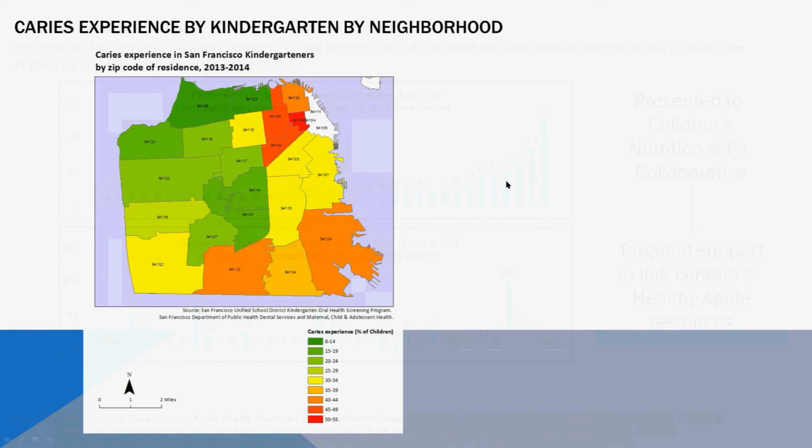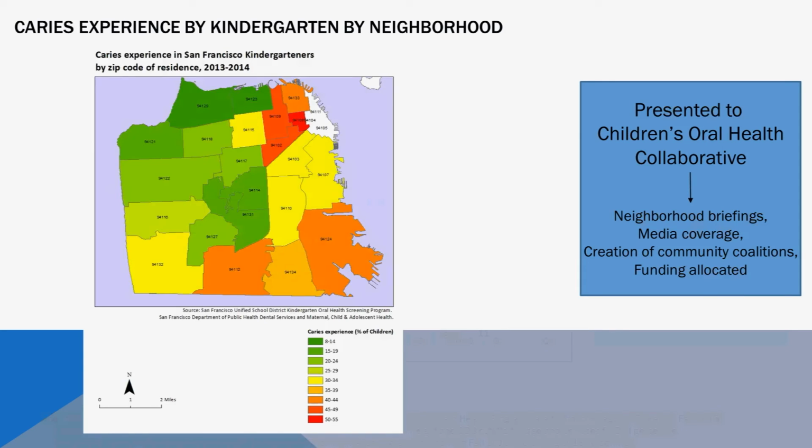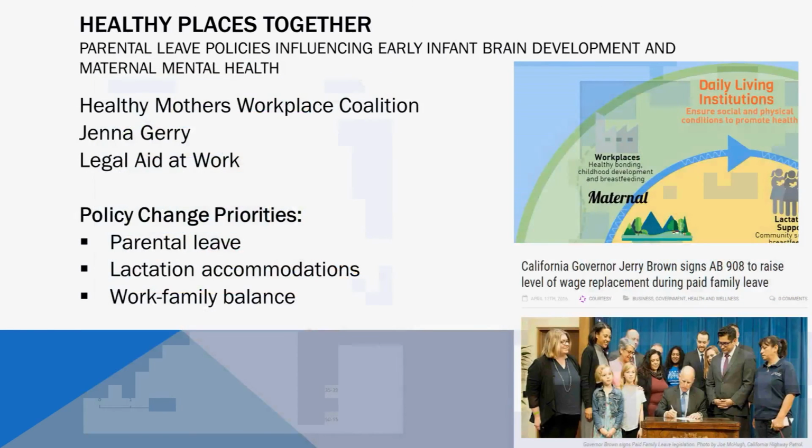One more example is caries experience by neighborhood. These data were presented to the Children's Oral Health Collaborative. They resulted in a lot of action: neighborhood briefings, media coverage, creation of community coalitions, neighborhood-specific coalitions, and they've allocated different kinds of funding and gotten grants to go after this map. So that's all I've brought, and I'll give this back to Jenna.